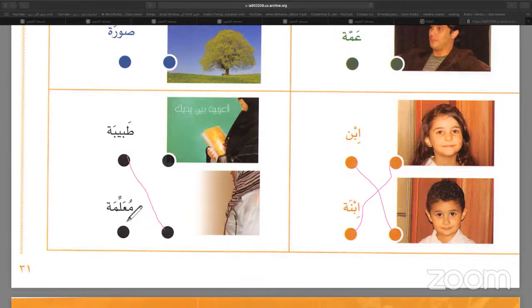Okay. Next one is Muallimah. What's Muallimah mean? Teacher. Teacher for girls. Very good job. Give me 1 second. Lady teacher. Teacher for girls. Oh, wait, what? That is a girl. Oh. Give me 1 second.